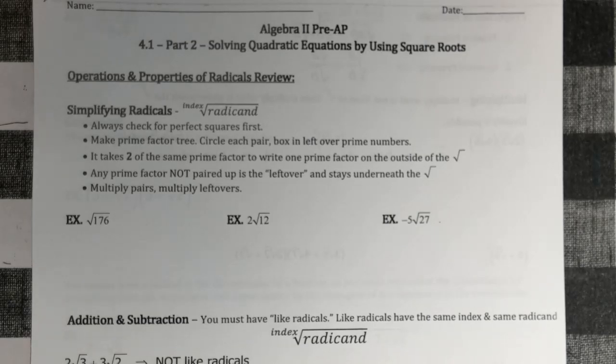Okay, so with 4.1.2, we will be looking at square roots. Chapter 4 is only quadratics, so we're only doing square roots right now. We'll simplify by doing prime factor trees. We'll add and subtract radicals, multiply. We'll do division and rationalization, and then we'll solve using square roots. It sounds like a lot, but to me, it does not seem like a lot.